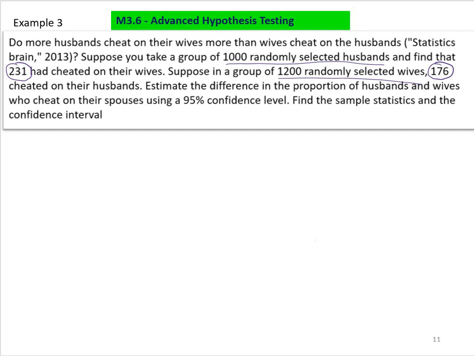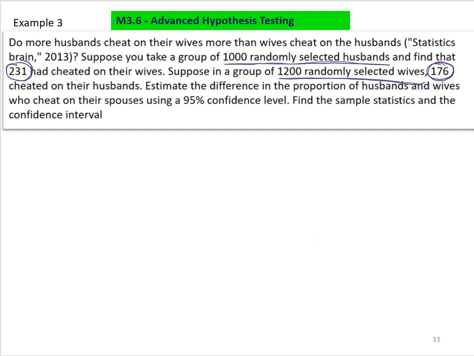So here, do more husbands cheat on their wives more than wives cheat on their husbands? It's an article, a statistical report published on the Statistics Brain 2013. Suppose you take a group of 1000 randomly selected husbands, and find that 231 had cheated on their wives. And when we take another sample, that is of wives, 1,200 wives, out of that 176 cheated on their husband.